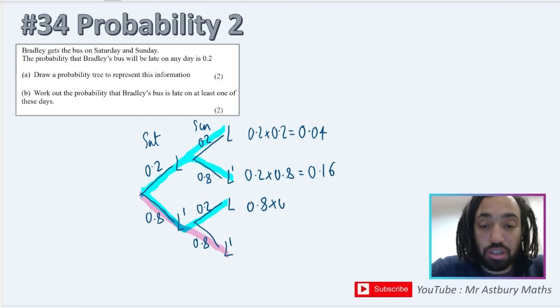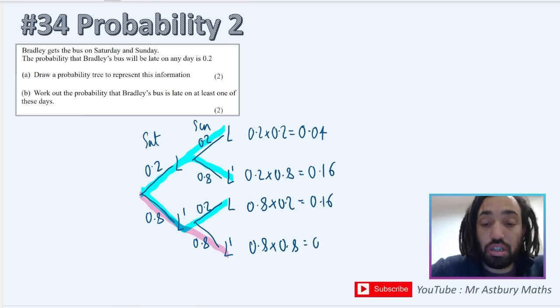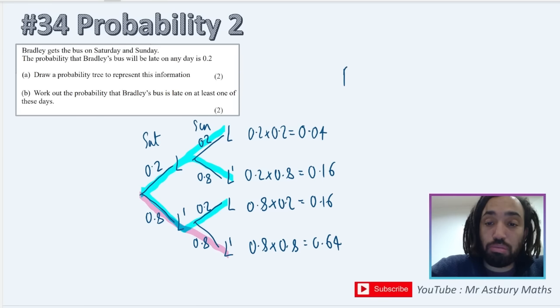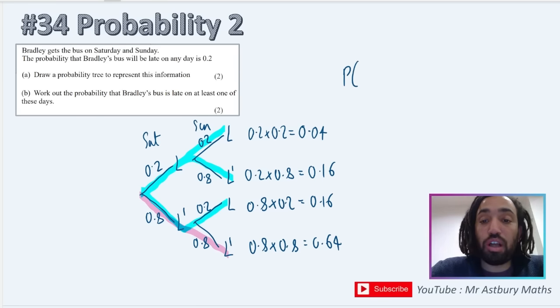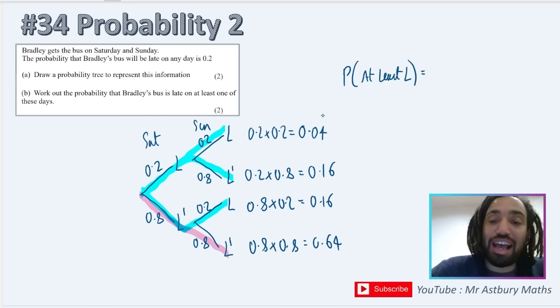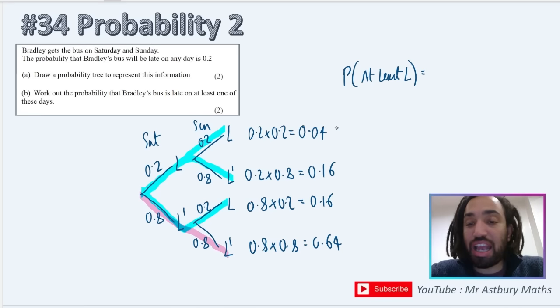0.8 times 0.2 is 0.16. And then finally, 0.8 times 0.8 is 0.64. Now we want the blue ones because we want at least one. So the probability of at least one L is adding all of those up, because any of those will give me success, either or.